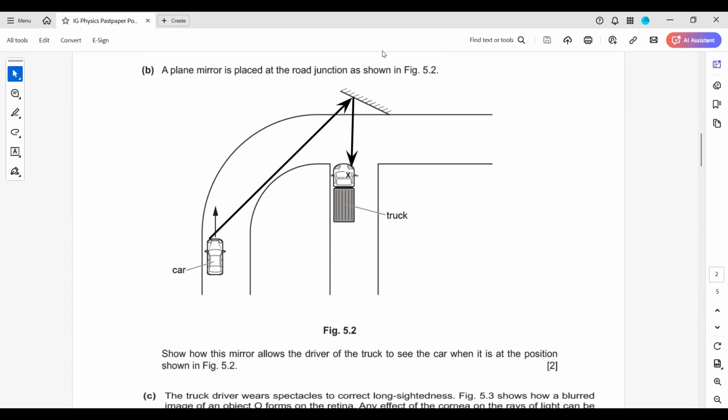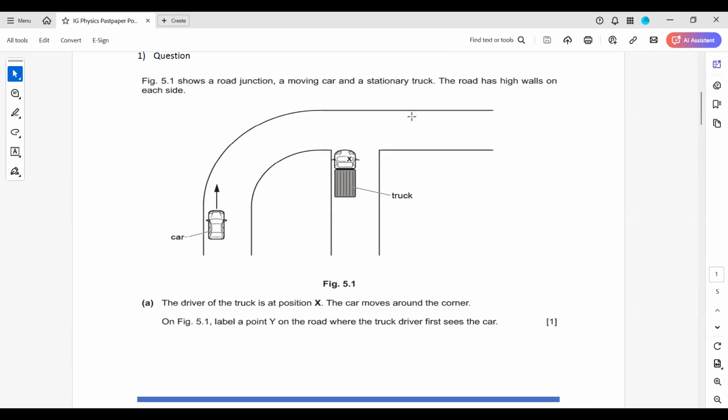For the first point, they ask what is the position a truck driver will see the car. Because there is a wall here, this is the viewpoint of the truck driver. Anything within this viewpoint he is able to see. So the question is to mark with the letter Y where the truck driver first sees the car. If the car approaches here, he can see the car in this region. That's because the car is moving, and this is the position where he can see, because that's the viewpoint. Only this region he can cover. Why can he not cover the other region? Because it will be blocked by the walls.